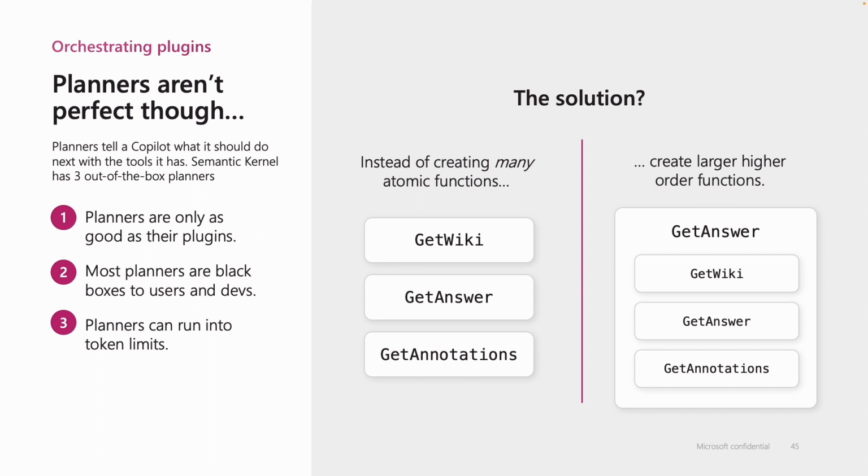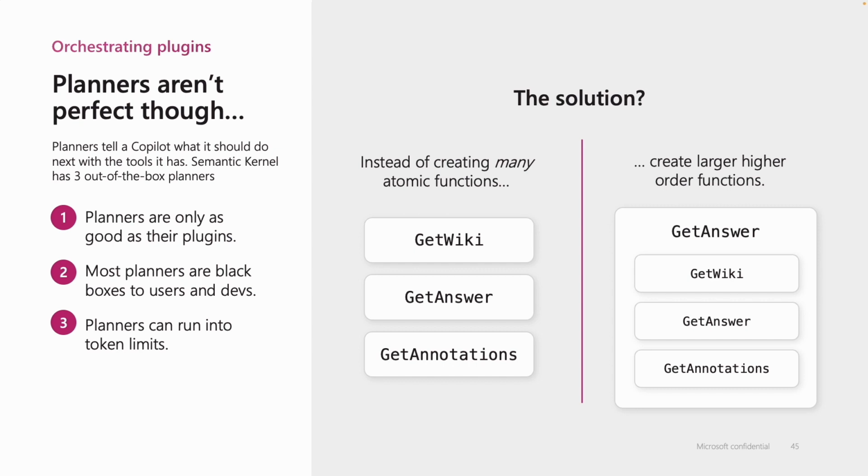And so the solution that we've found that addresses most, if not all, of these problems is to take the functions that you've already created and start to create higher order functions. So instead of having a bunch of atomic functions like, hey, get a Wikipedia article, get an answer, get annotations, do summarizations, et cetera, what we recommend is finding those key scenarios that your customers routinely use and create higher order functions. Create a single function, in this case, something like get answer, that calls multiple steps in order together in a single block. And what this does is it simplifies the job of the planner.